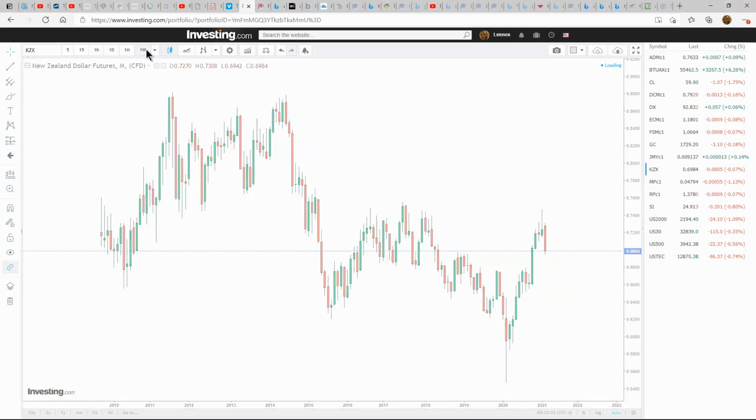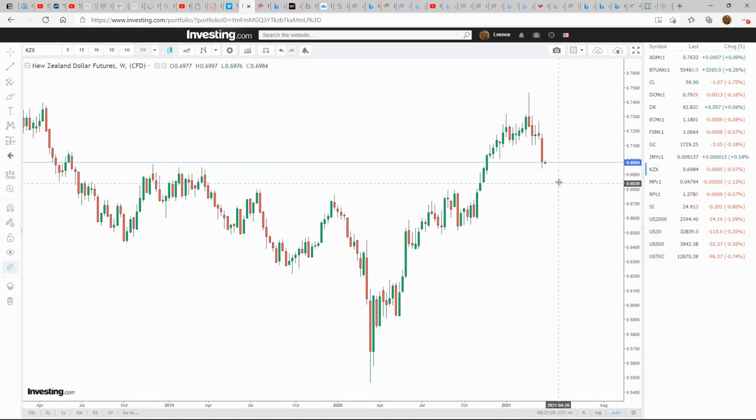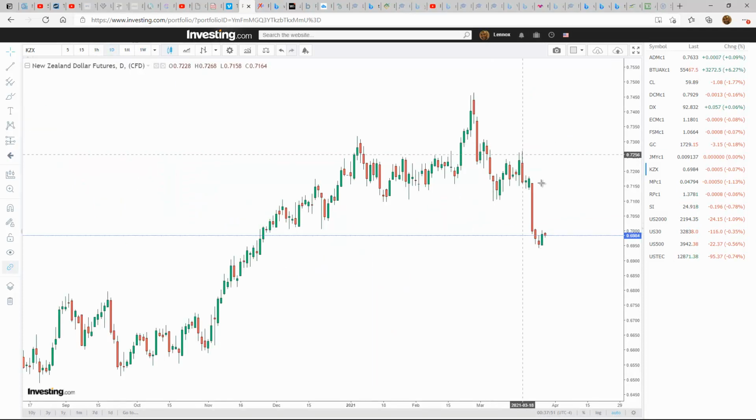Drop into the weekly. We're still on our way down, and we had a sort of a quasi head and shoulders here, and we're dropping through the neckline and heading down towards support. So looking at the New Zealand dollar as very weak, and I would see continued weakness going into this week. We could get a little bit of a bounce here, but again, it would be short-lived, and we'll continue to the downside.